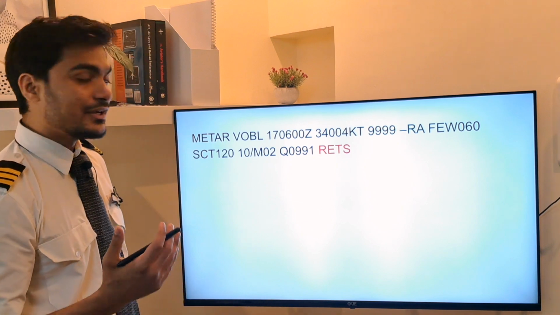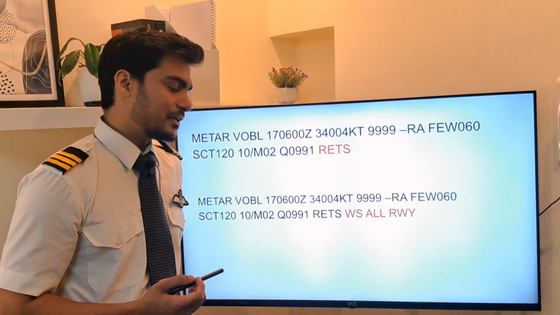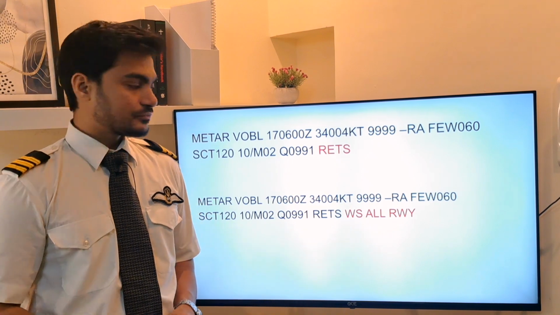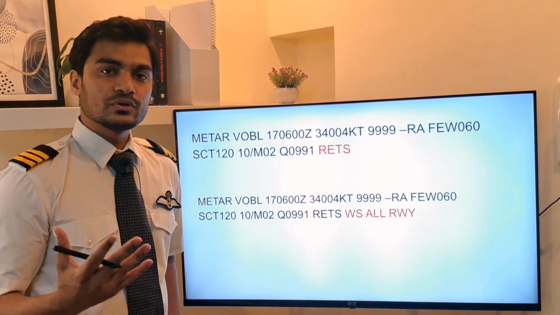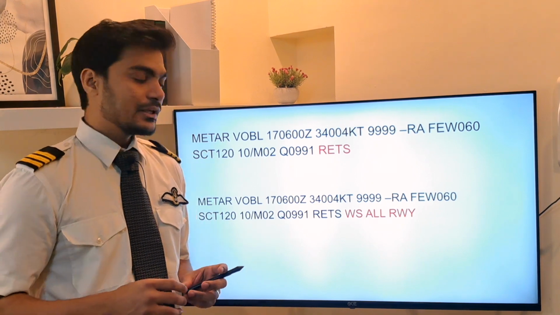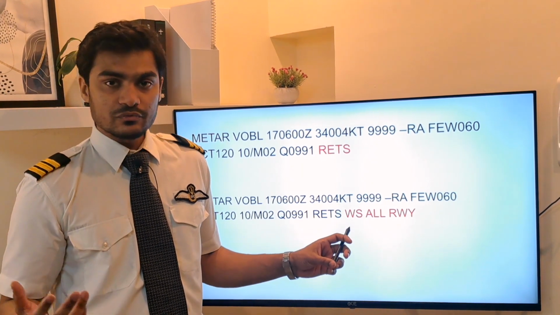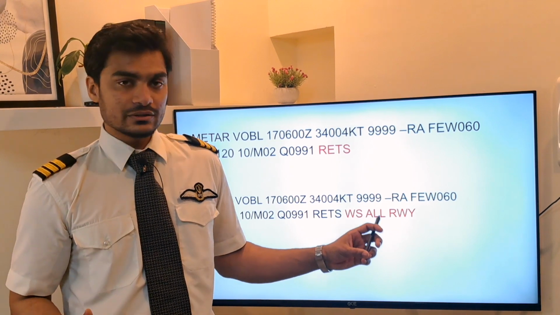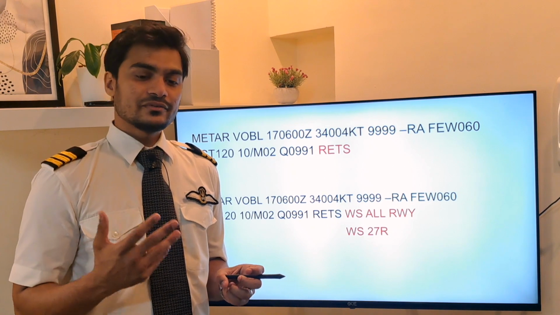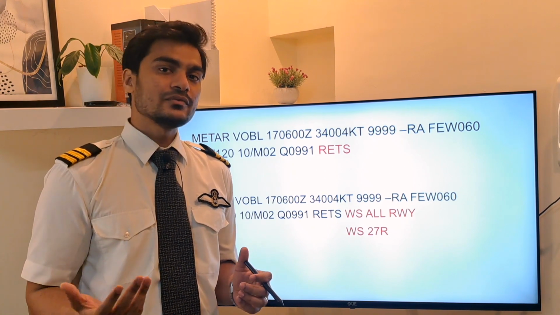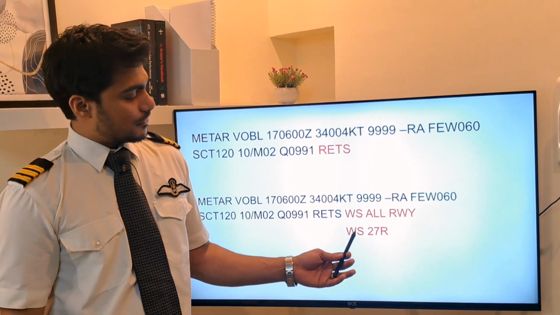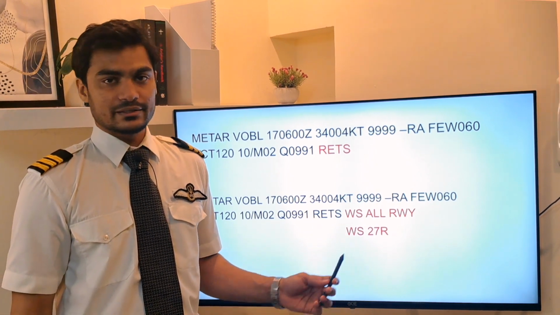Now let's see how wind shear is depicted in our Metar. Over here it says wind shear all runways. Now let's say if an airport has multiple runways and every single runway is experiencing wind shear, it will be written as WS ALL RWY, WS standing for wind shear. Now if there's a specific runway which is experiencing wind shear, it will be denoted in a specific format, like wind shear for runway 27 right.